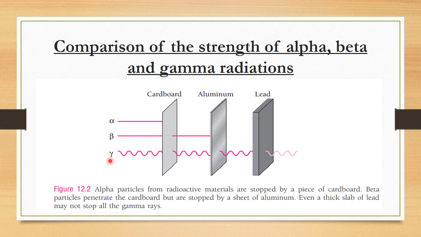But consider gamma radiation. Even a thick slab of lead may not stop all gamma rays. So even this slab cannot stop gamma radiation. Hence, we can compare: gamma radiation has the highest strength, then beta comes second, and the last is alpha.